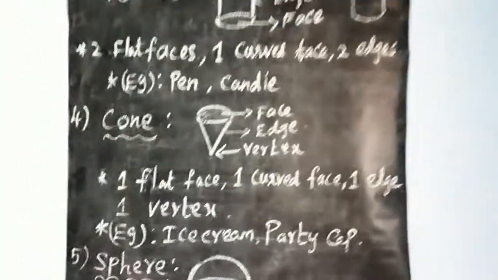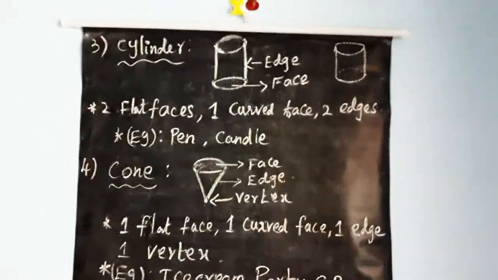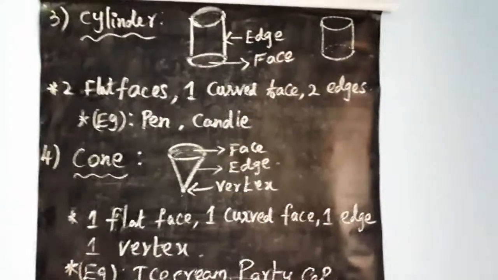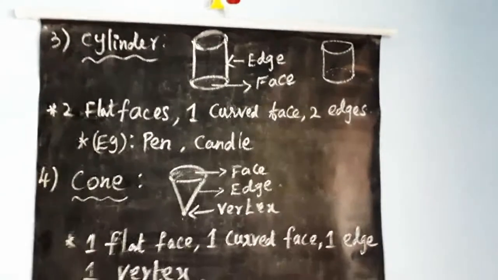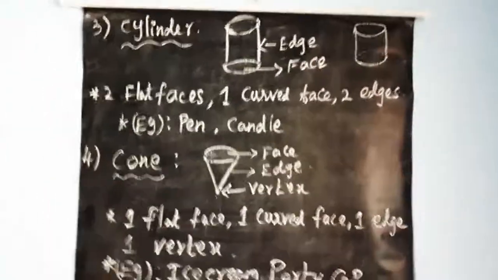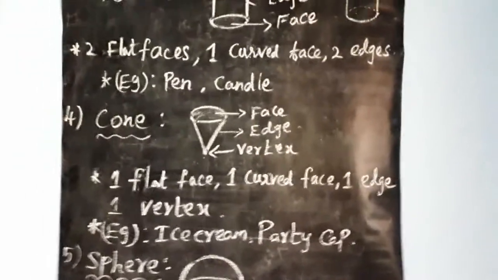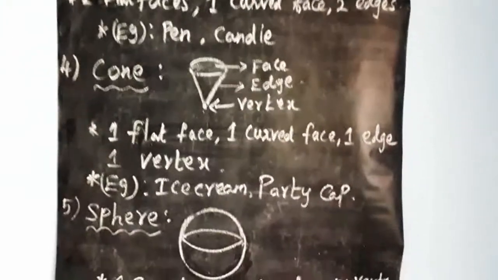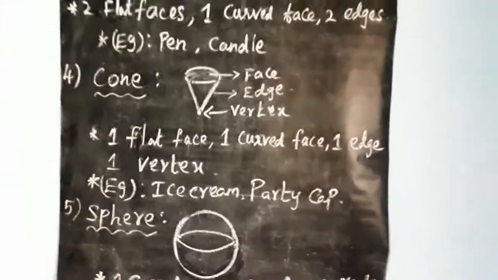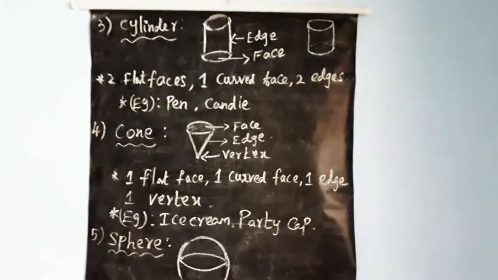Dear children, I hope you understand the solid shapes. Take your notebook and pencil. Write the solid shapes: first cube, second cuboid, third cylinder, fourth cone, fifth sphere. Write the solid shapes in your maths notebook one time.